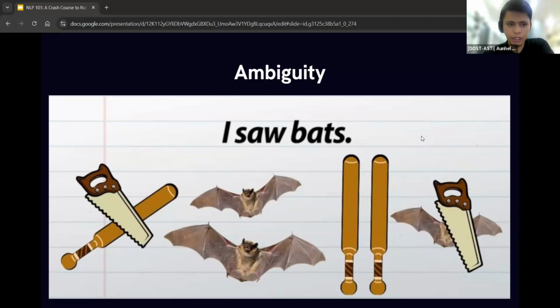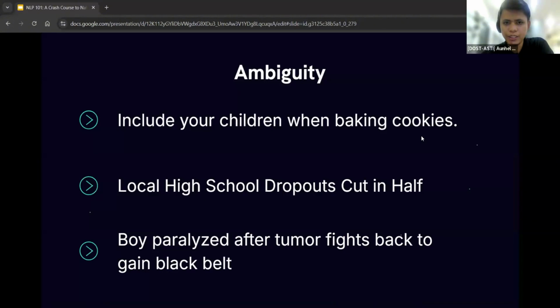Let's check for other examples. Include your children when baking cookies. So, diba? When you look at the sentence, can you conclude what you must do? What do you mean by include your children when baking cookies?